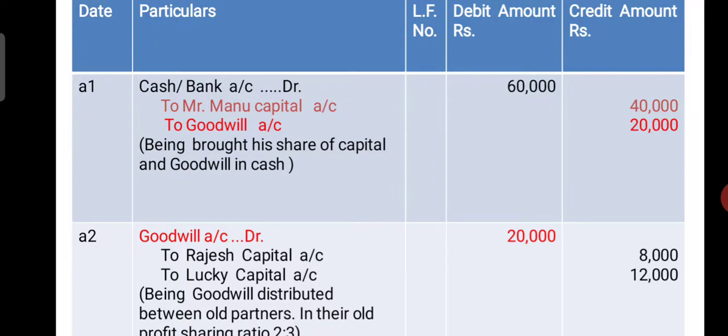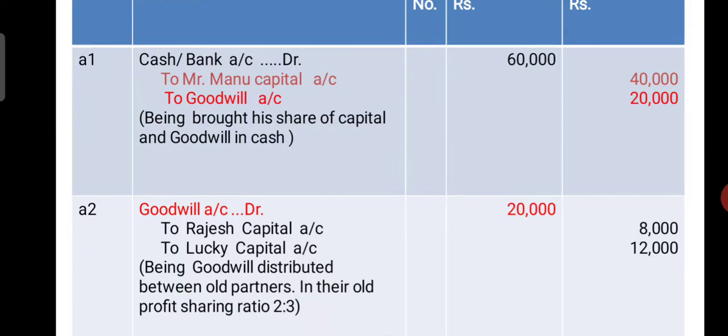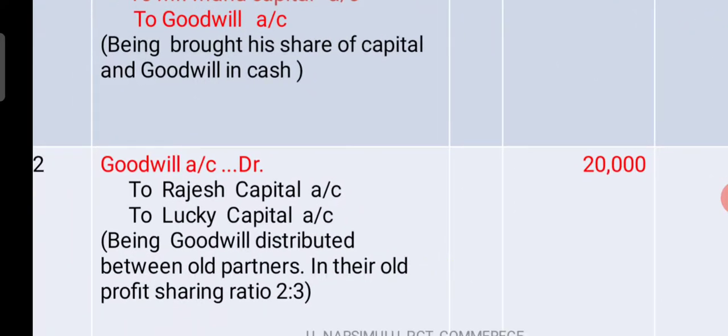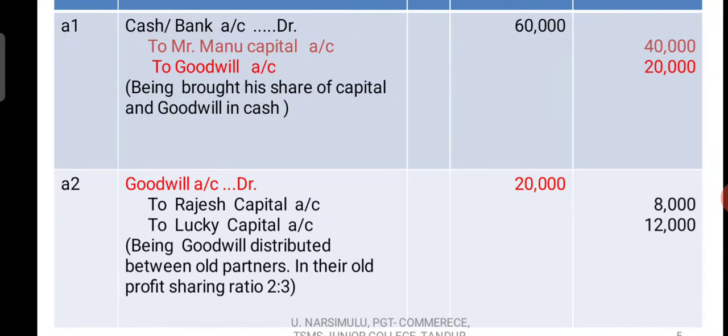Second entry. Whatever goodwill he has brought into the business should be distributed between old partners according to their old profit sharing ratio. For that, what is the entry you have to observe here? Goodwill account debit, Rajesh capital account, Lucky capital account, 20,000, 8,000, 12,000. Narration: being goodwill distributed between old partners in their old profit sharing ratio. So two entries we have to write at the time of admission of a partner whenever he brings goodwill as well as cash into the business.